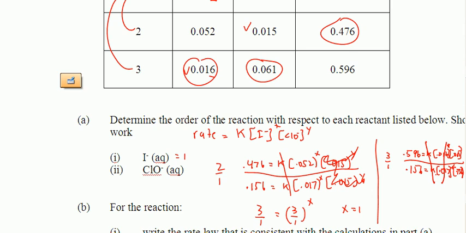The k's are going to cancel. This is going to cancel. And I'm going to get, again, 4 over 1. It's going to be equal to 4 to the y power. So y is going to be equal to 1. Now, if this was 16, that y would be 2. If this was 1, y would be 0. It all works out in the end. So it's first order for each.